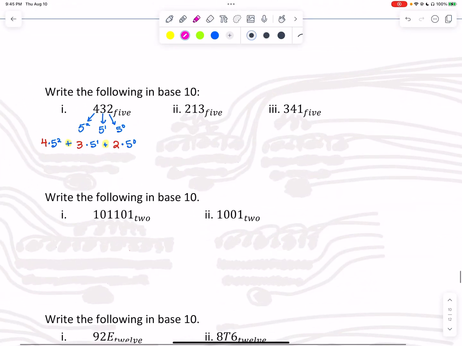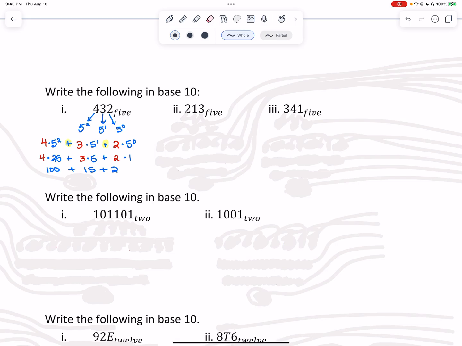All right, so that's what I did. So now it's 4 times 5 squared. Well, 5 squared is just 25. And the other one is 3 times 5 to the first. Well, 5 to the first is just 5. So I'm going to replace 5 squared, 5 to the first, and 5 to the 0 with what they are. 5 to the second is 25. 5 to the first is 5. And anything to the 0 is 1.